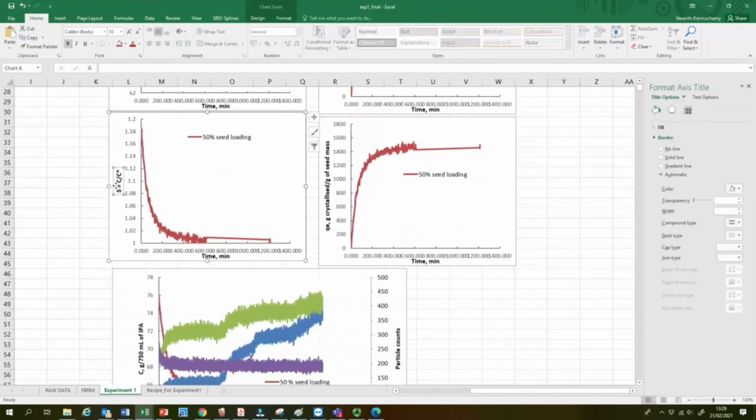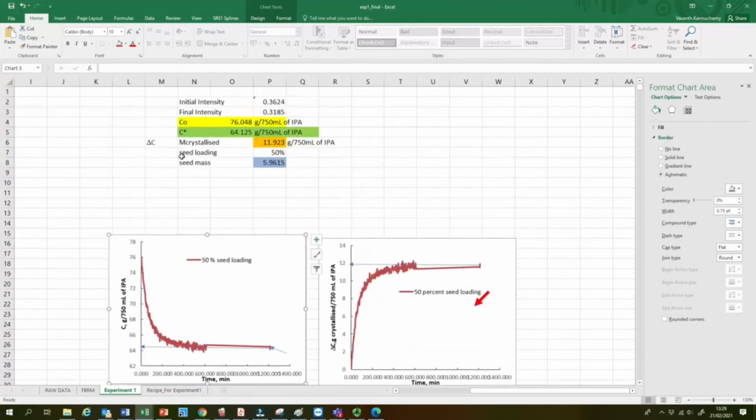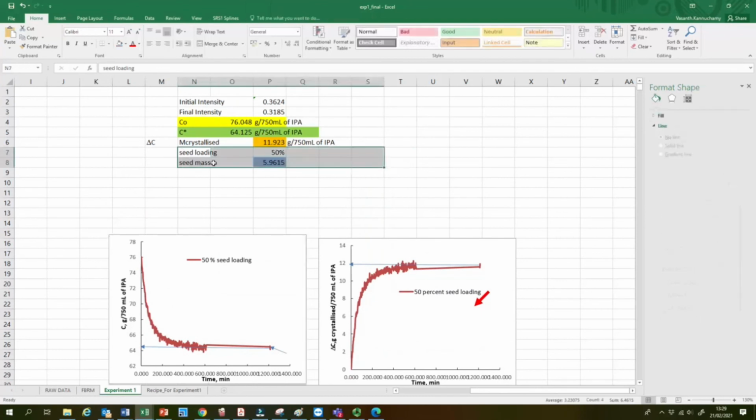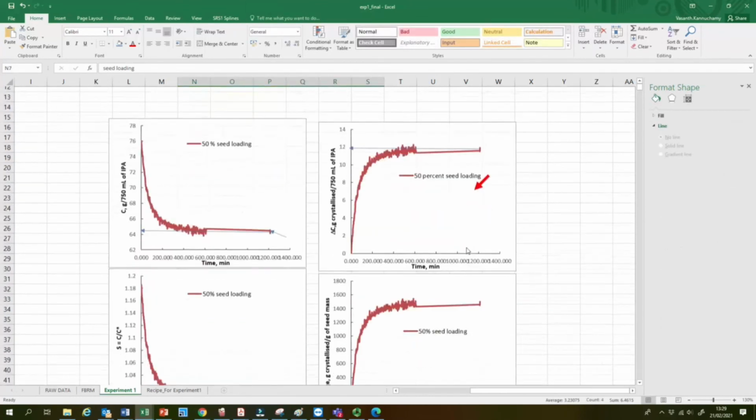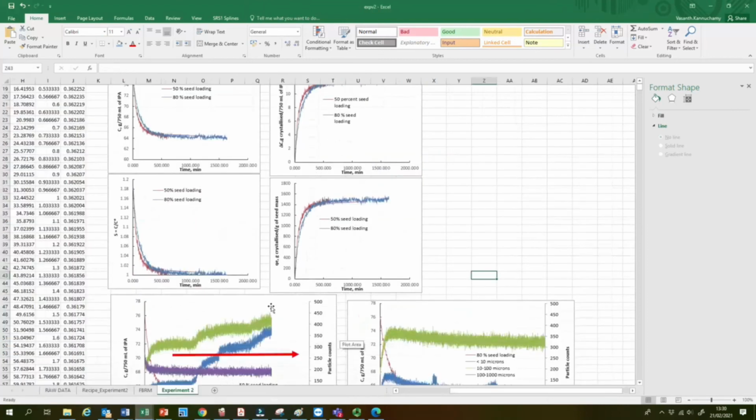I already calculated the supersaturation ratio, and I plotted it against time. And then this is the plot of QE versus time. All these images are for experiment 1, the experiment that we performed with 50% seed loading. I also already calculated the same for experiment 2 as well.